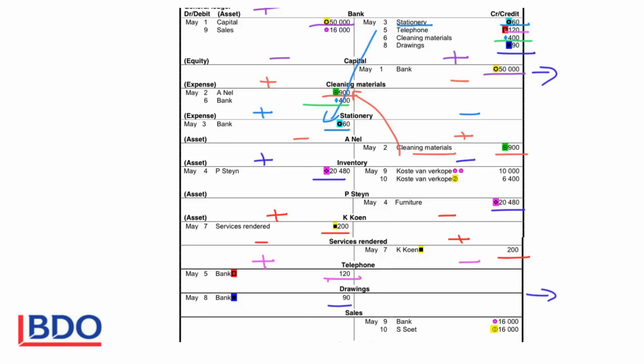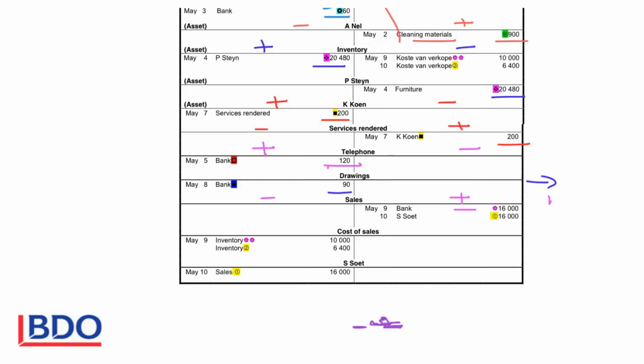The first entry in the ledger will be for the sales, and the sales figure is 16,000, so the money in the bank increased with 16,000. Assets increase on the debit side, so we will debit bank. The double entry will be recorded in the sales account because we increase sales. Sales is an income, increase on the credit side and decrease on the debit side.